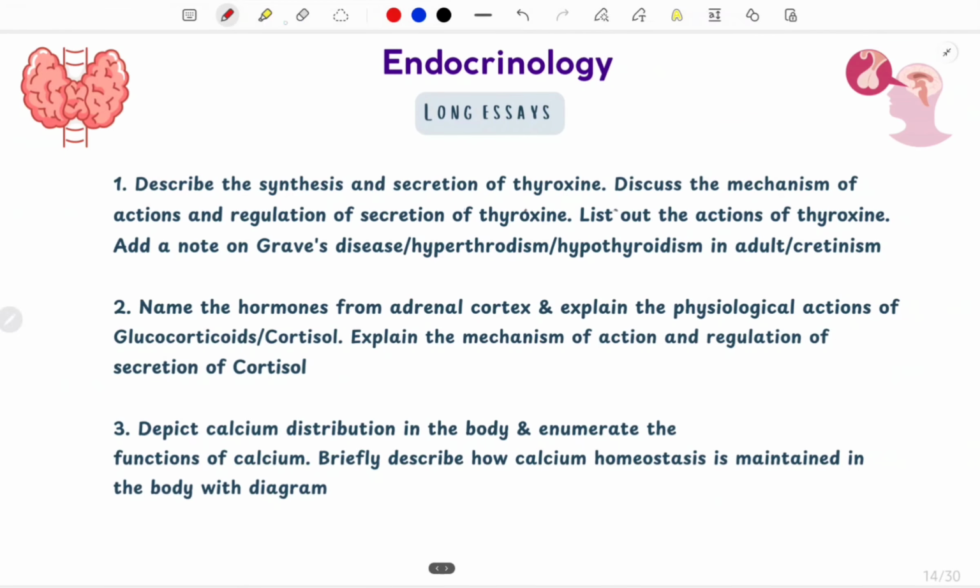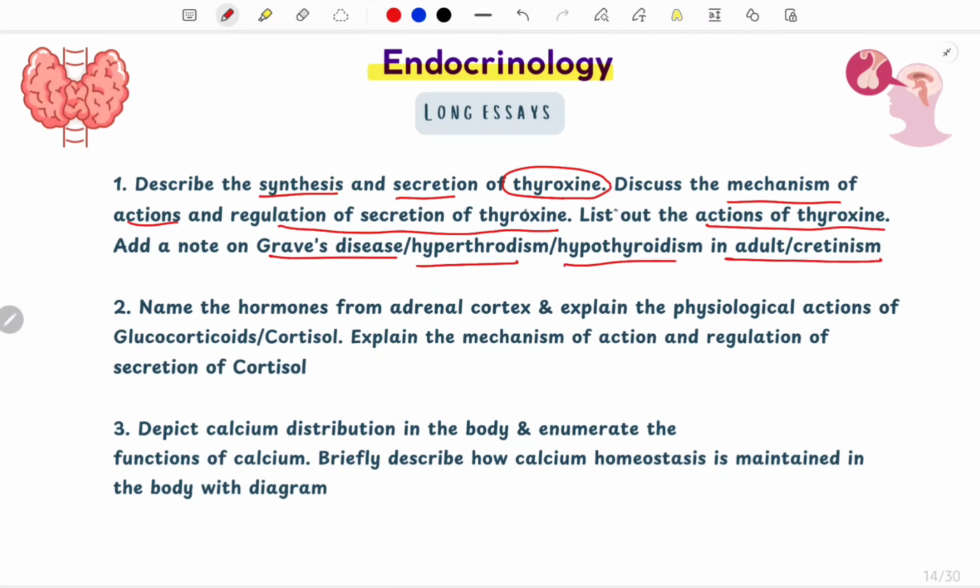Moving on to the endocrinology chapter. Here they are asking about the synthesis, secretion of thyroxine, okay, the mechanism of action and regulation of secretion of thyroxine, and list out the actions of thyroxine. Add a note on Graves' disease or hyperthyroidism or hypothyroidism in adult or cretinism.